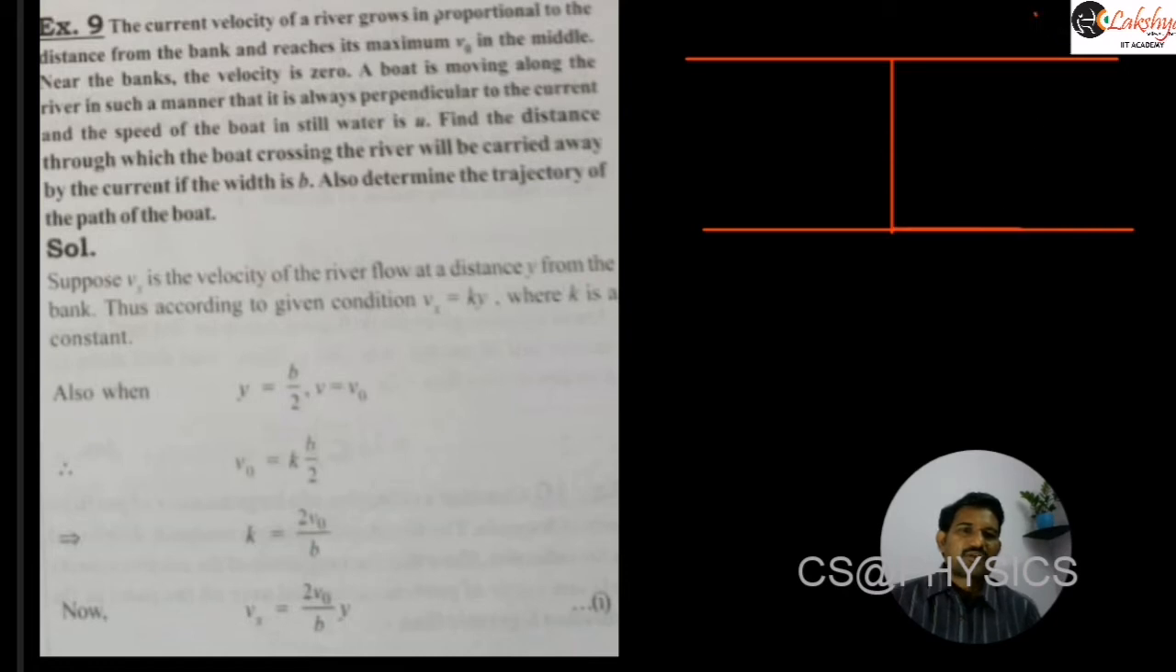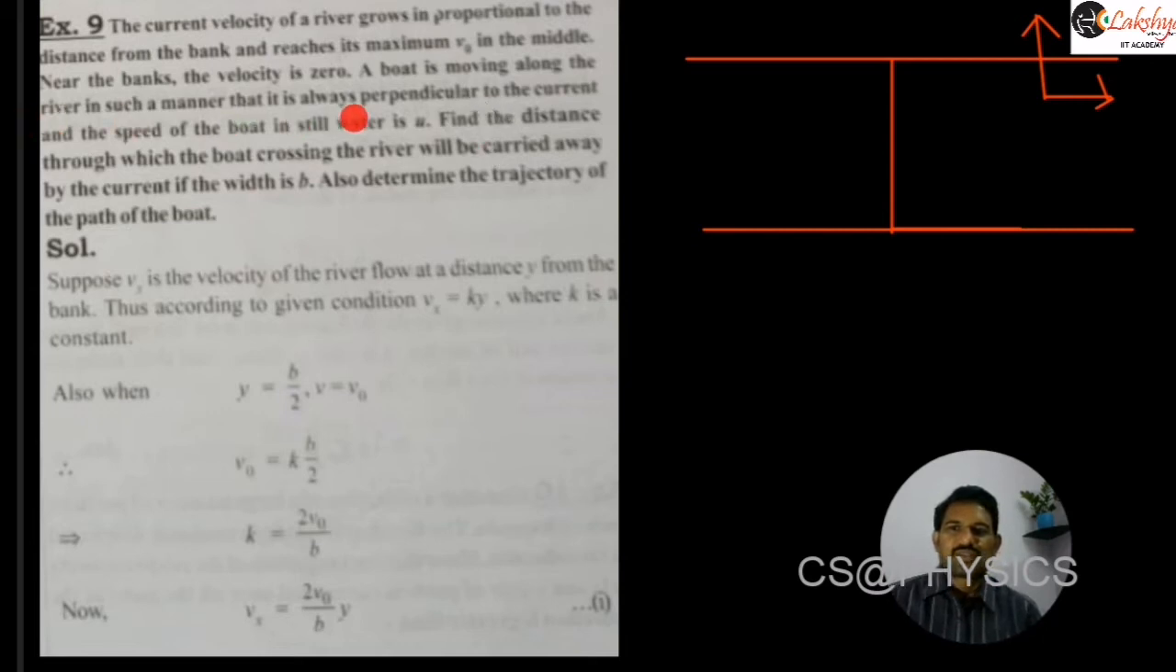And here let us take this coordinate system I am showing here. So let us take the coordinate system like this. This is our x-axis and this is the y-axis here. And now it is given that the velocity of the boat always maintains perpendicular here.